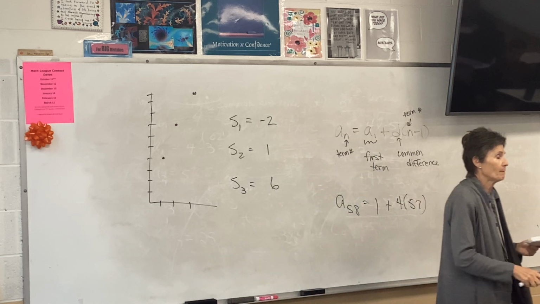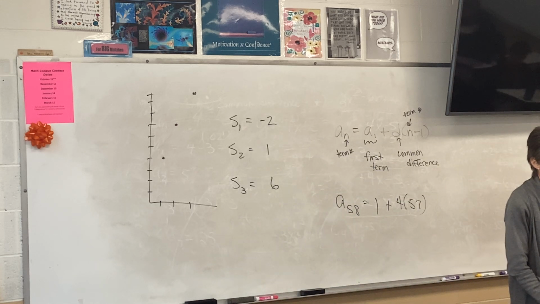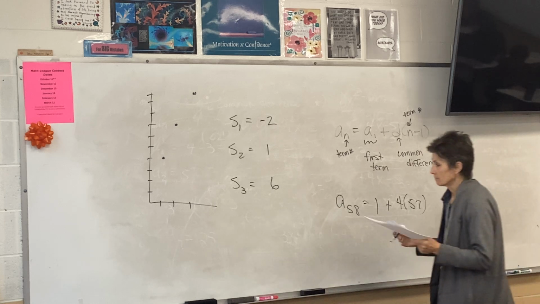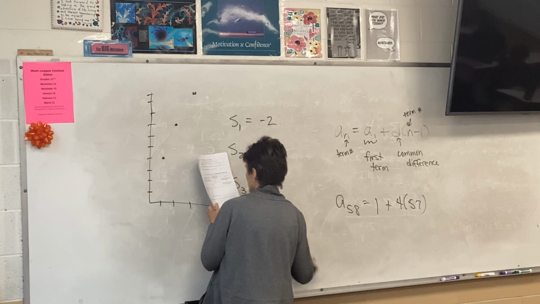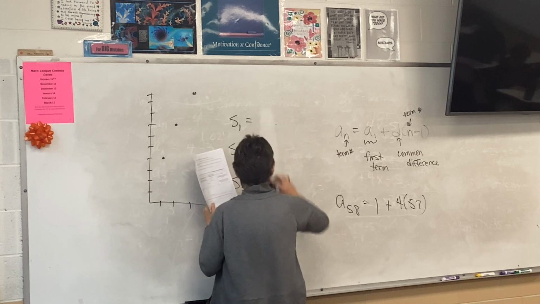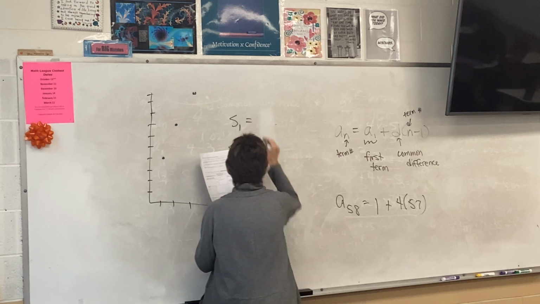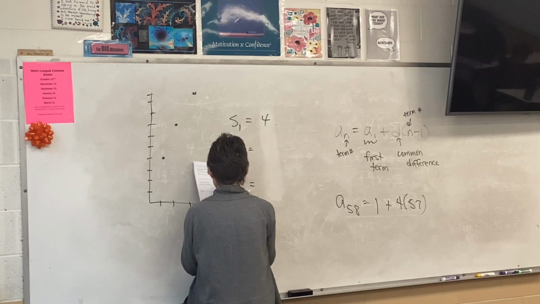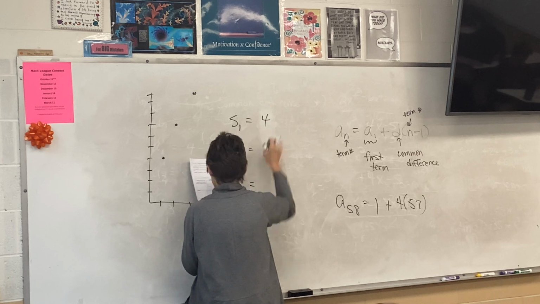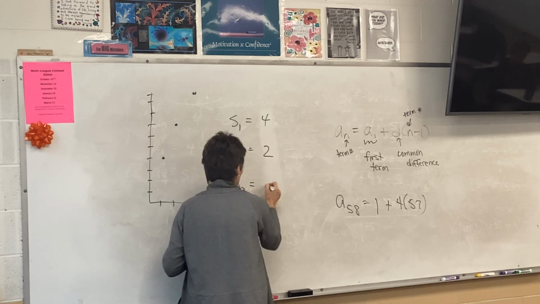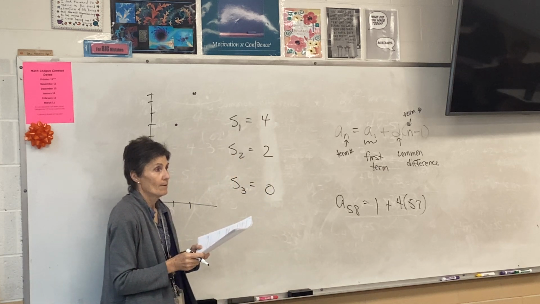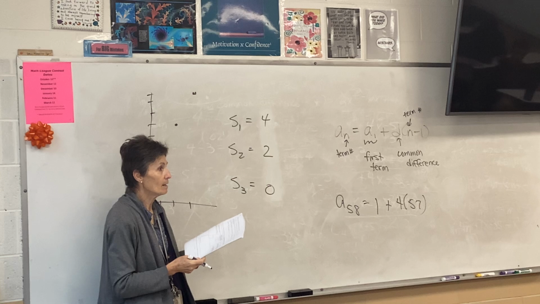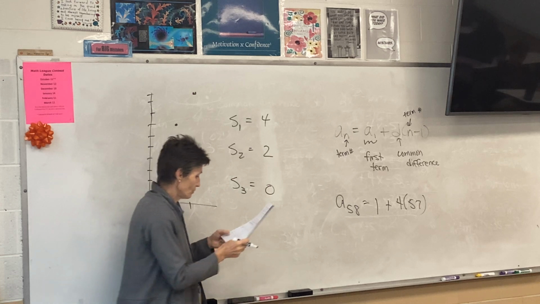All right, how about B? Let's do Kellen's trick. What's our first term in B? 4. 4, okay. What's our second term? And our third term? Arithmetic? With a common difference of -2.